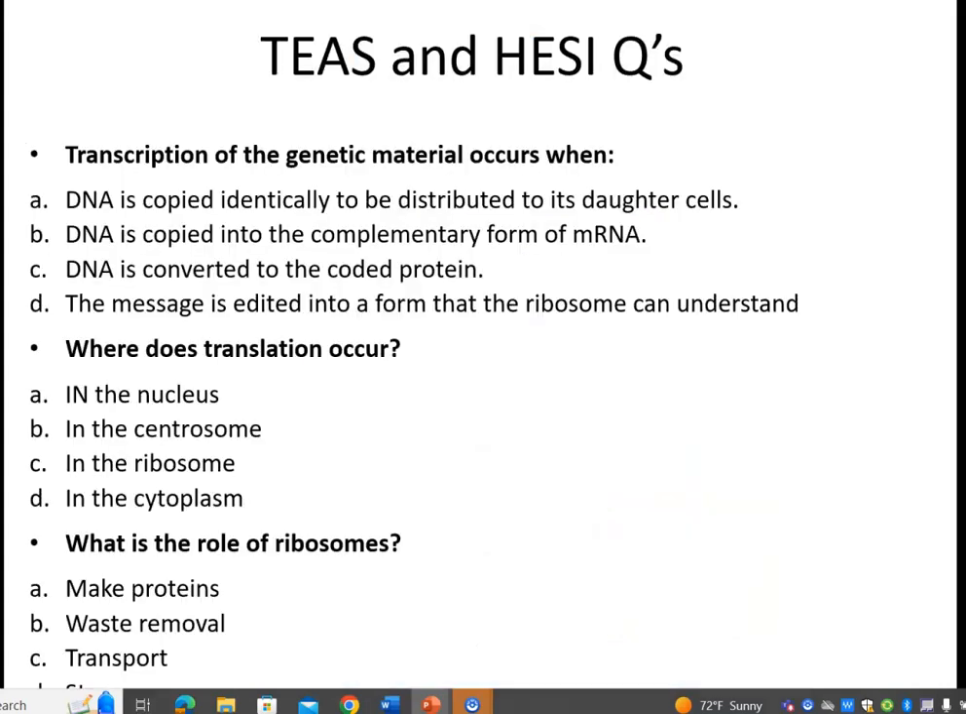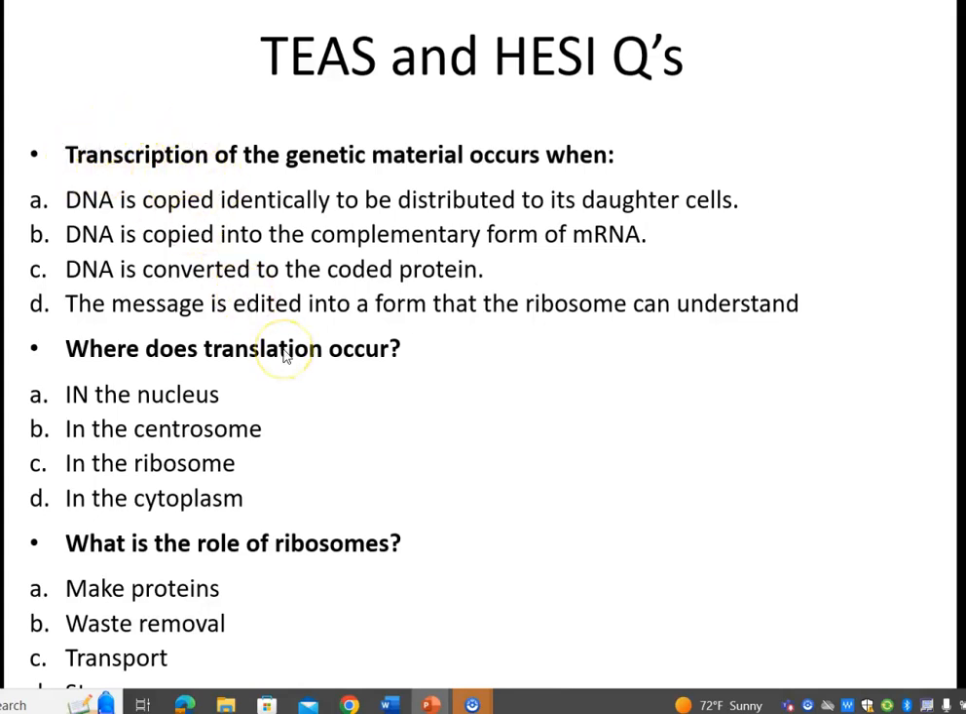So questions. Transcription of the genetic material occurs when A, DNA is copied identically to be distributed to its daughter cells. B, DNA is copied into the complementary form of mRNA. C, DNA is converted to the coded protein. Or D, the message is edited into a form that the ribosome can understand. The correct answer here is B. DNA is copied into the complementary form of mRNA. Remember, transcription is when you go from one nucleic acid, DNA, to another nucleic acid, RNA. You're using the same language.